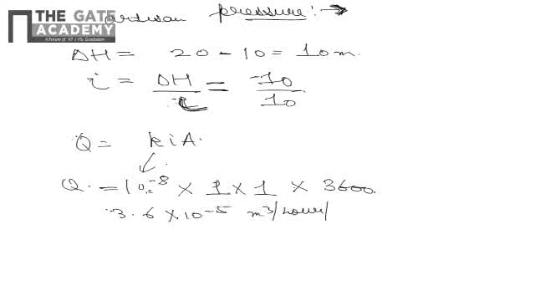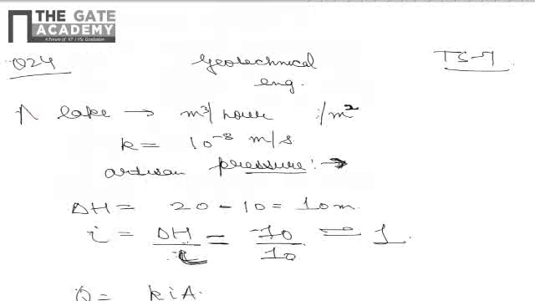Now if we talk about this I, this delta H is the head difference that is causing the flow, which is caused because of the water head available in sand, which is at artesian pressure, given as 10 meter. So this available head is 10, length through which it flows is 10, so I comes out as 1. So Q comes out as 3.6 into 10 to the power minus 5 meter cube per hour per meter square. So the correct answer for question number 24 is A.